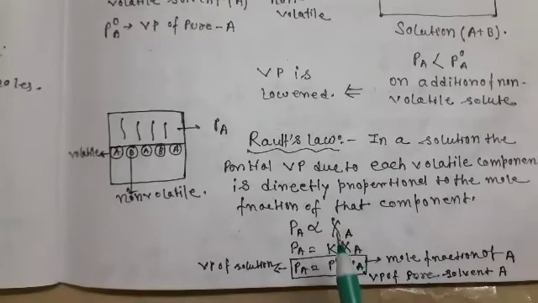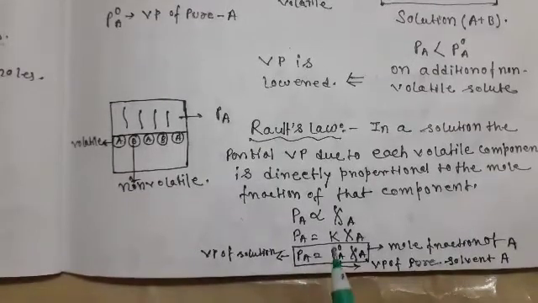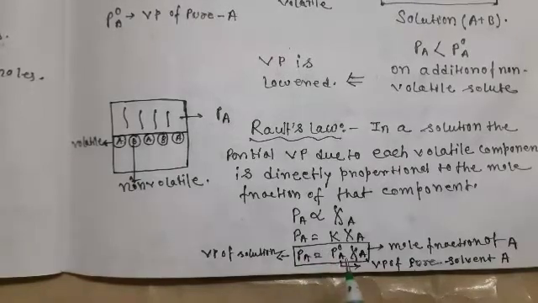Here the partial pressure of A, that means the vapor pressure produced by liquid A, is directly proportional to the mole fraction of A. Now remove the proportional sign by adding K. We know the value of K, that is P naught A. So we can write Pa is equal to P naught A times zeta A. Zeta A is the mole fraction of A, P naught A is the vapor pressure of pure substance A, and Pa is the partial vapor pressure of solution. That is the vapor pressure of solution.